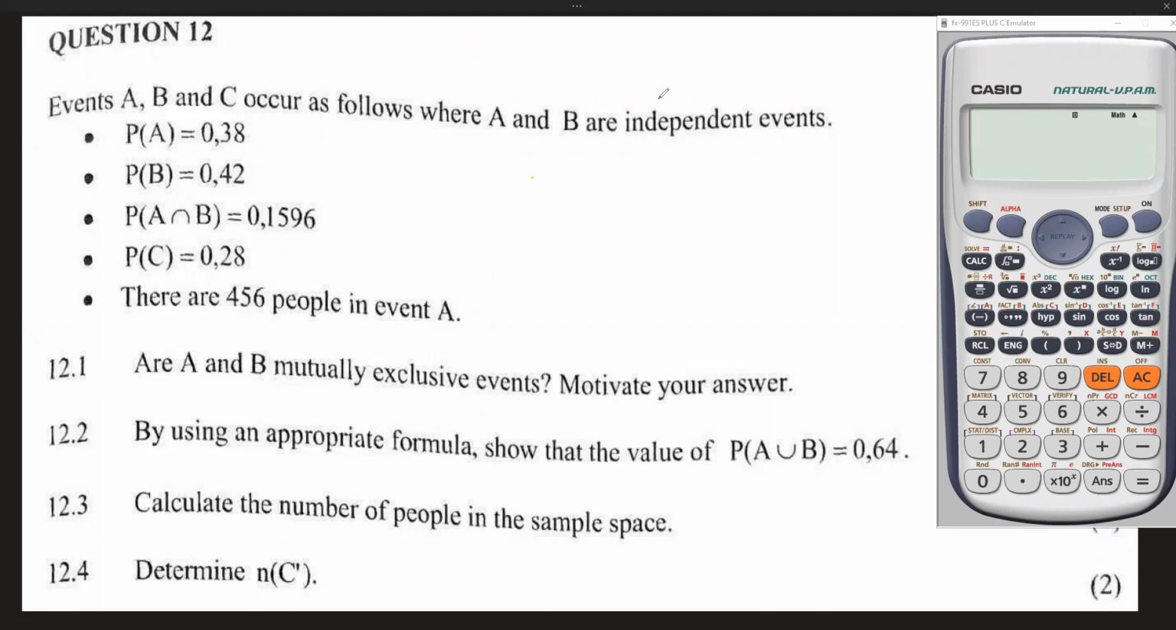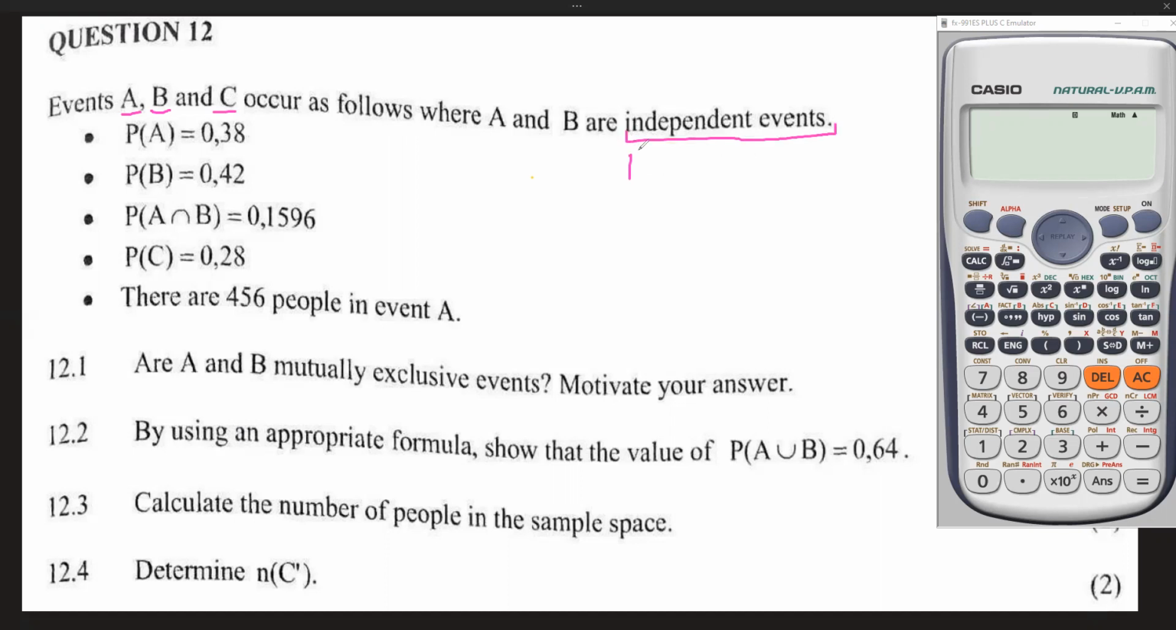In this video, we're going to be looking at probability, specifically focusing on independent events, mutually exclusive events, and exhaustive and complement events. Perfect. So let's start with the first question here. Firstly, we need to read the instructions, which go: events A, B, and C occur as follows, where A and B are independent events.